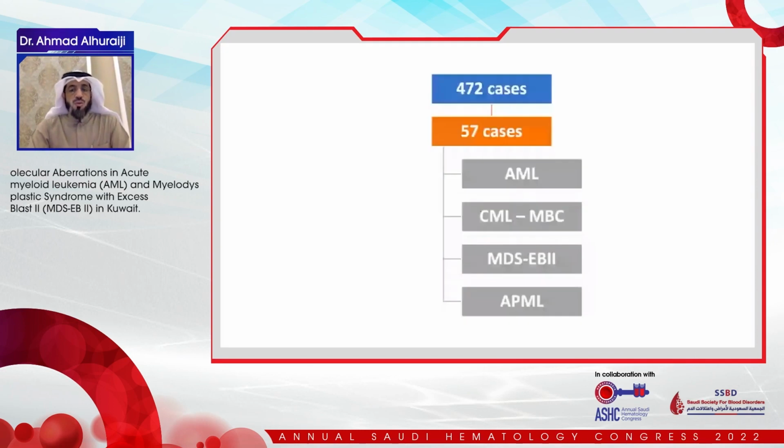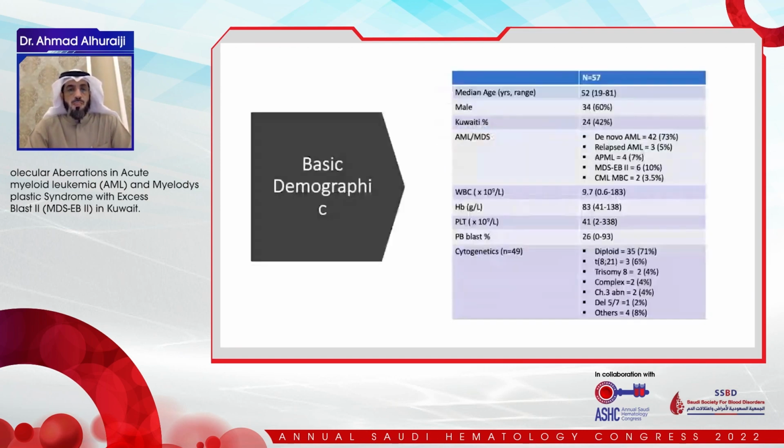So the results are as follows. We had 472 cases, and 57 of those were the target population that we're assessing: AML, CML in myelodysplastic crisis, MDS, and APL. Looking at the basic demographics, the median age of all 57 patients is around 52, and 60% are male, reflecting the basic demographics in Kuwait. 73% of those cases were de novo AML, and 5% were relapse AML. We had 4 cases of APML, 6 cases of MDS EB2, and 2 cases of CML in myelodysplastic crisis.